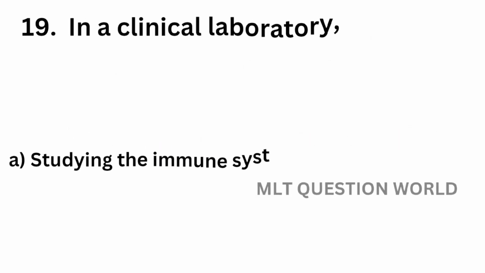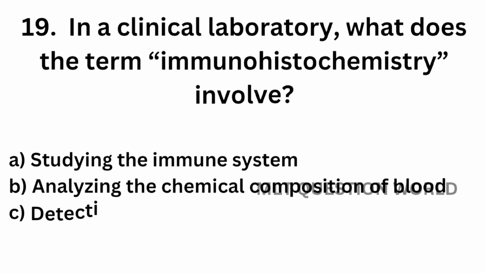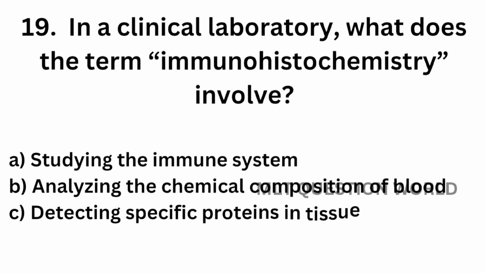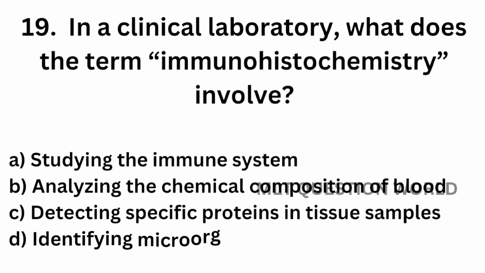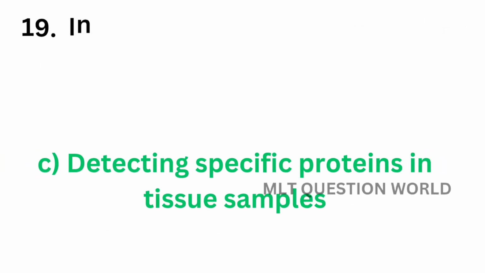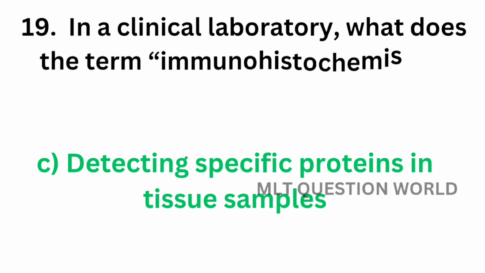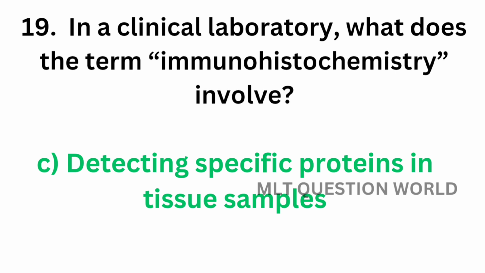Question number 19. In a clinical laboratory, what does the term immunohistochemistry involve? Option A, studying the immune system. Option B, analyzing the chemical composition of blood. Option C, detecting specific proteins in tissue samples. Option D, identifying microorganisms in cultures. The correct answer is option C, detecting specific proteins in tissue samples. Immunohistochemistry involves detecting specific proteins in tissue samples.